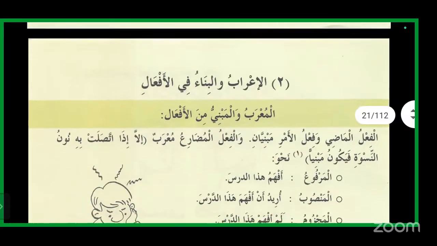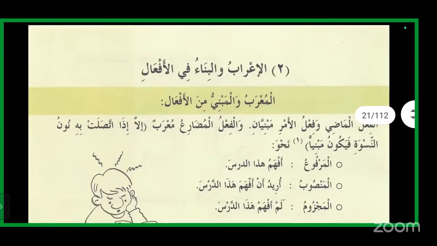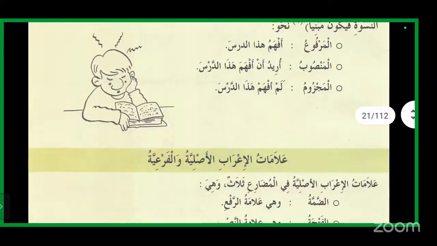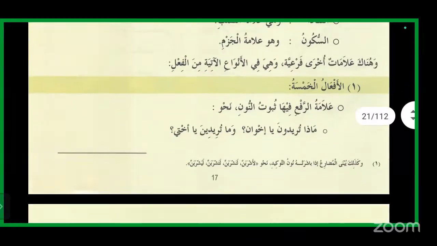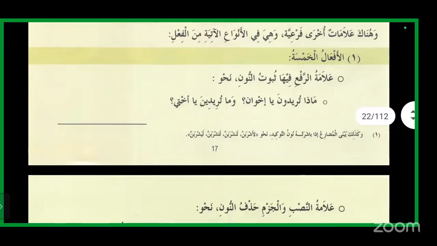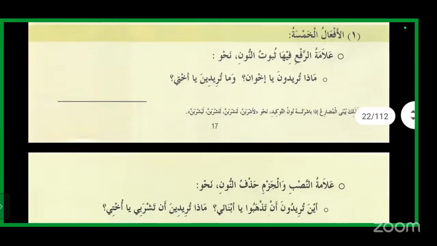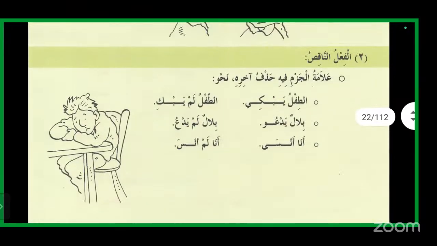And then we have al mu'arab wal mabni min al af'al. So mu'arab and mabni in the fa'il. Now alamatul i'rab al asliya wal far'iyya. Again the same topic for fa'il. Then we have al af'alul khamsa. First we had asma'ul khamsa. Now we have af'alul khamsa, right? And then after that we have al fi'lun naqis.